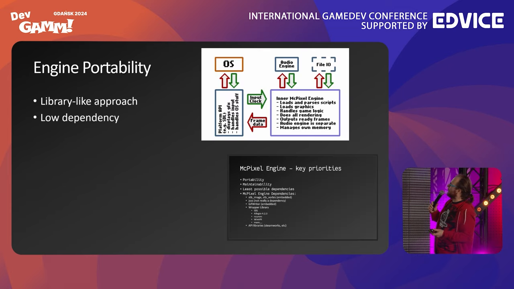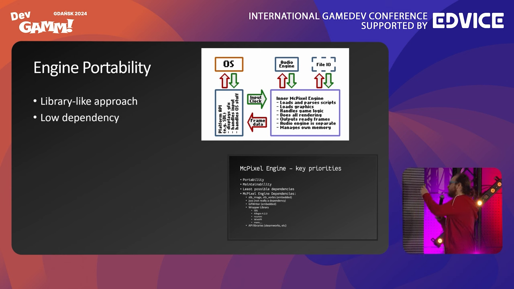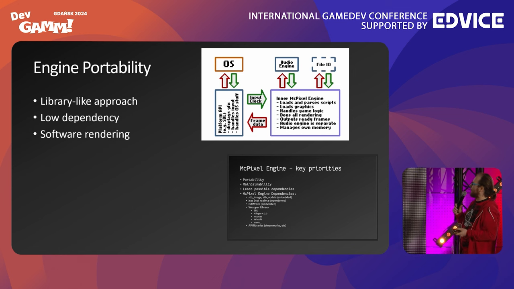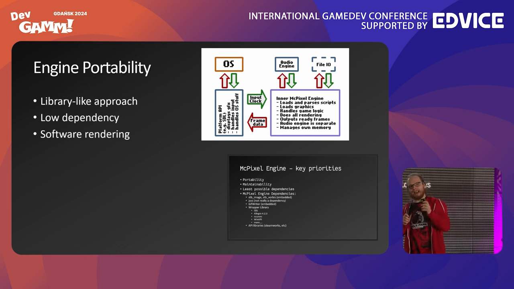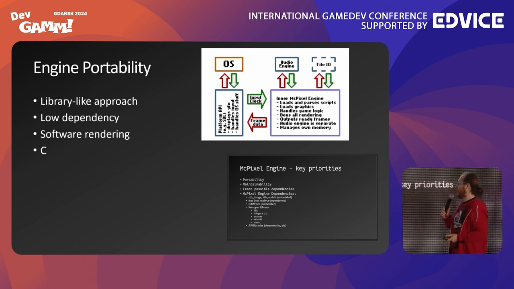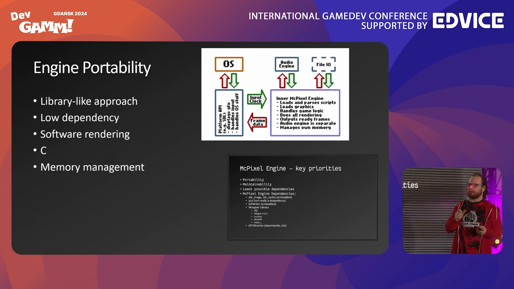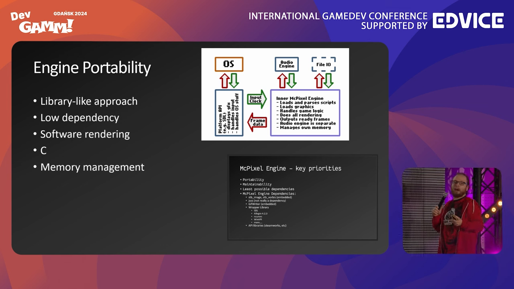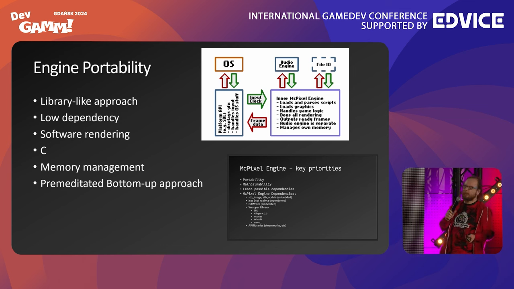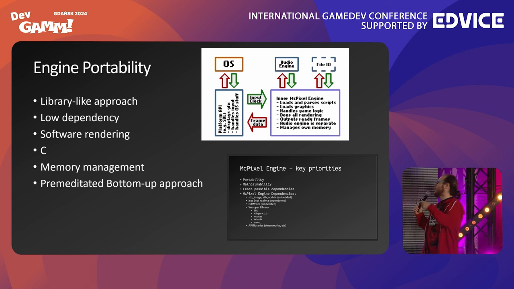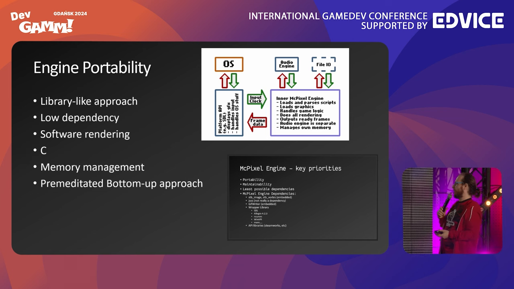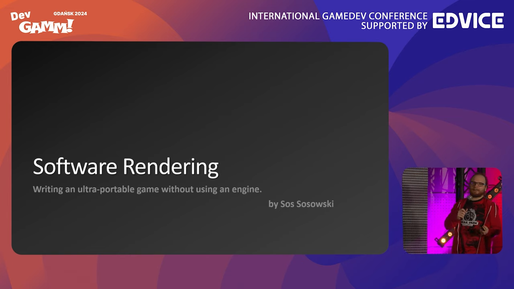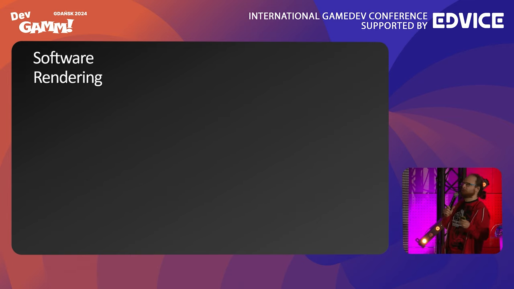So how do you ensure that the engine is portable? The library-like approach, we talked about that. The low dependencies, we talked about that, but software rendering is the main point. This is how to make the most portable engine. Also using C; C++ works too, but I really like C, and how to use memory management. You need to do that yourself. And the premeditated bottom-up approach, how to approach creating your own engine from scratch, because that's something most people have not done before. First, software rendering.